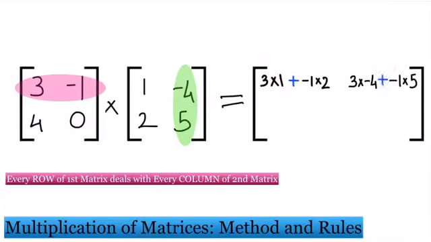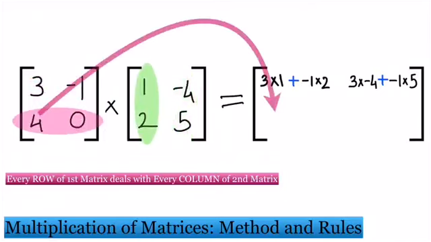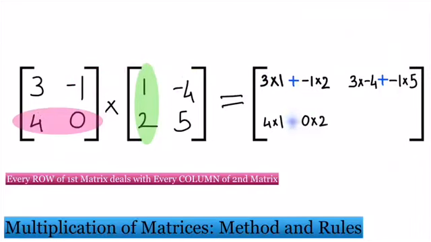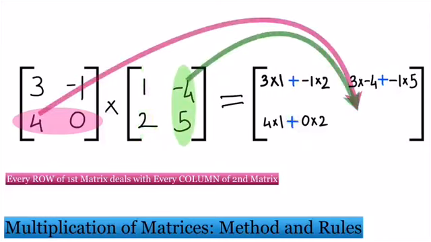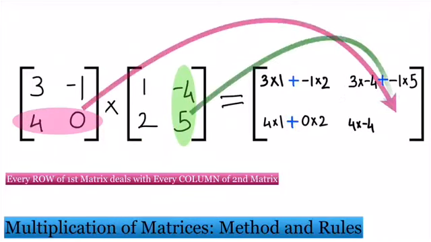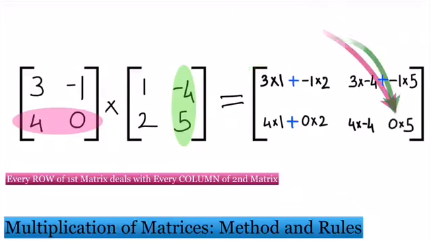Now the first row of the first matrix has dealt with both the columns of the second matrix. So now it is the turn of the second row. Now again it will deal with the first column of the second matrix. First element multiplies with first element, second element multiplies with second element, and they are added. Now the second column, again first element multiplies with first element, then second element multiplies with second element, and then the products are added.